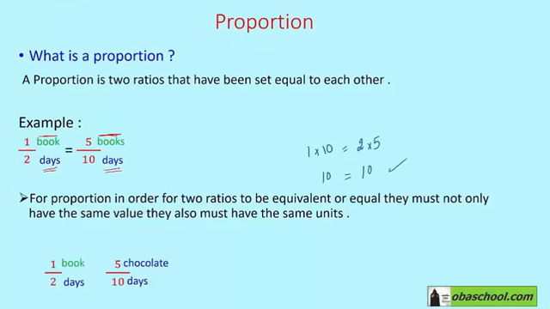For example, right here, 1 book in 2 days, 5 chocolate 10 days. This is not a proportion. And why is that? Since book and chocolate are not the same unit, even though we have days in the denominator. So these are not equal and these are not proportional.